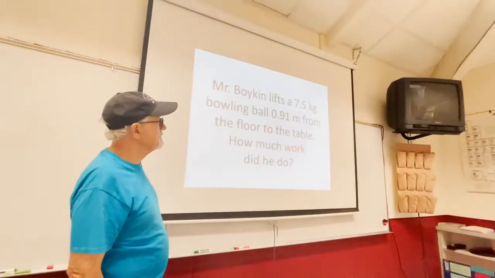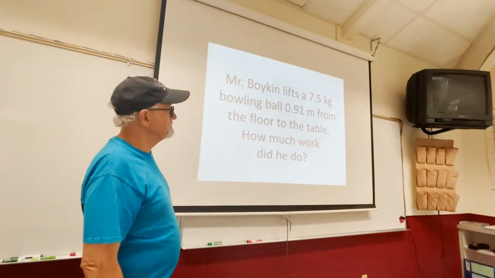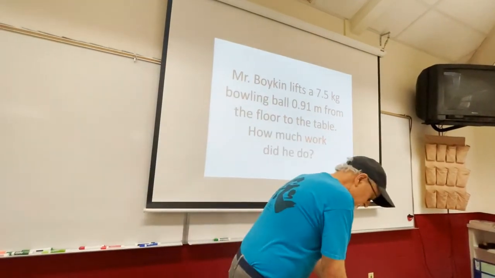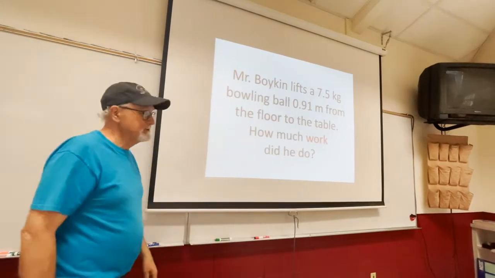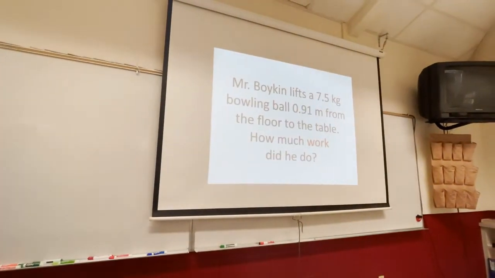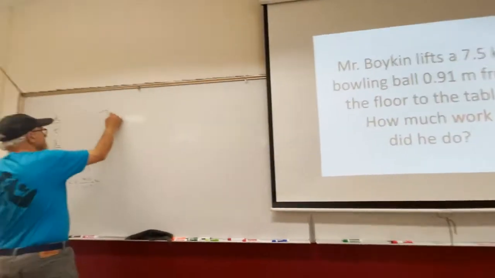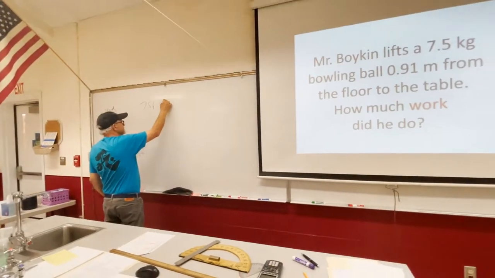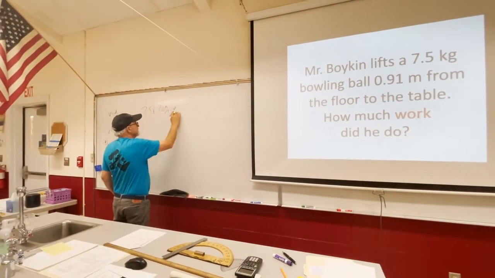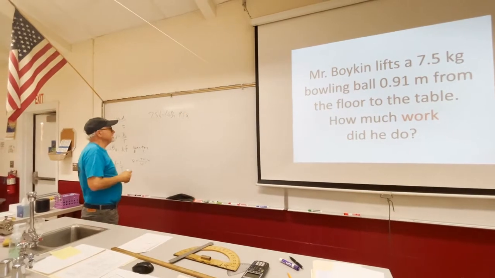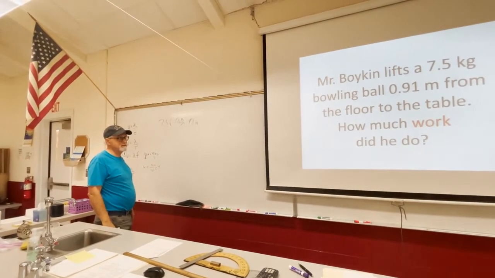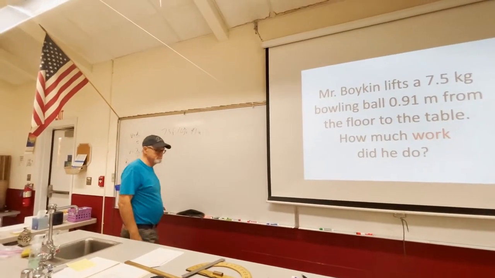All right. So if I lift a 7.5 kilogram bowling ball 0.91 meters from the floor to the table, how much work did I do? Well, it's force times distance. What force am I working against? It's gravity. 7.5 kilograms times 10 meters per second squared times 0.91 meters. That's going to be 75 times 0.9, around 73 or 74 joules of work.